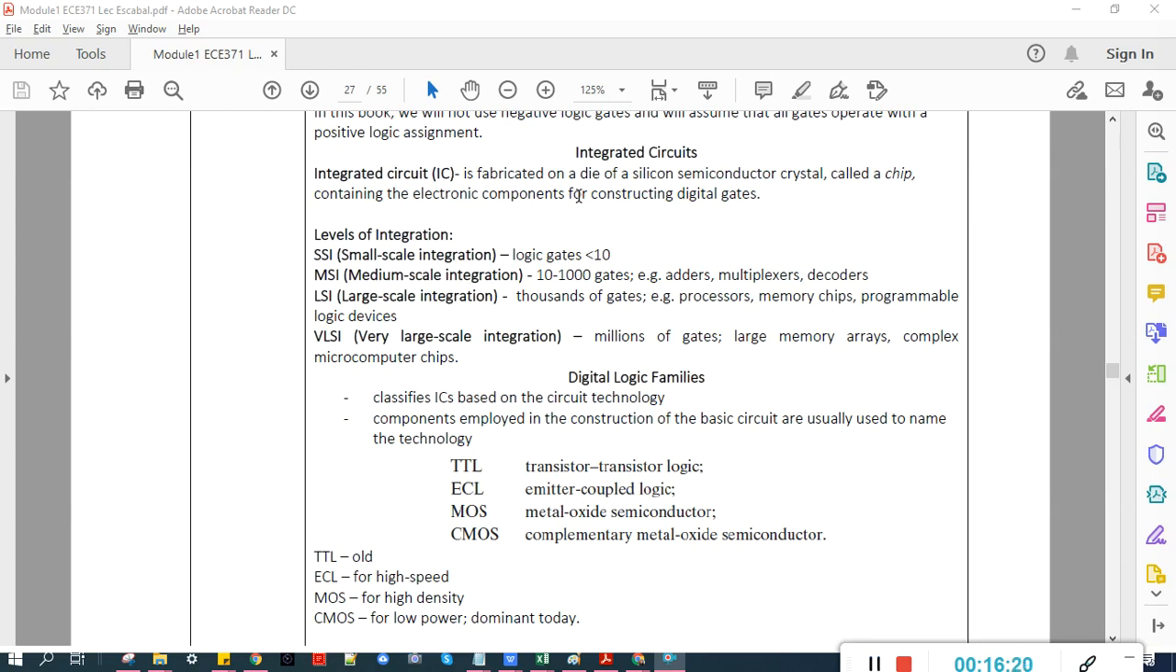We all know that there are two common types of ICs, the analog and the digital. Since we are talking about the digital side, we can construct digital ICs using the digital logic gates that we have discussed, the AND gates, the NOR gates, etc.